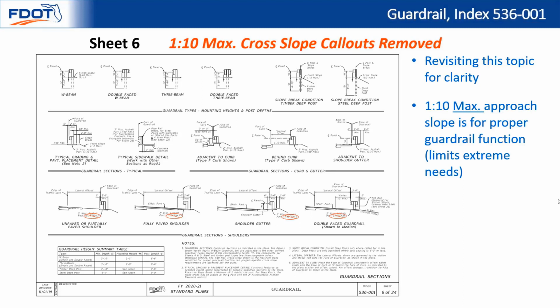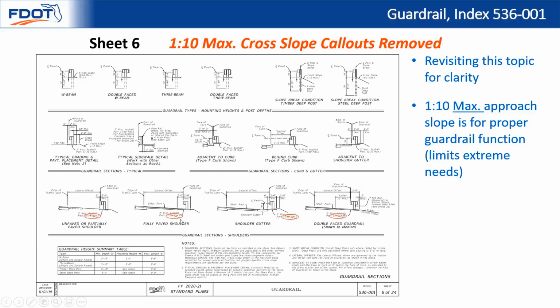Now looking at sheet 6 for general guardrail cross sections, we've removed additional 1 to 10 max cross slope callouts. And we had removed some of these callouts already from shoulders, and now we're moving ahead and removing them from the miscellaneous asphalt pavement as well. It had come to our attention again in recent months that contractors and sometimes even designers were looking to the guardrail standard for shoulder cross slopes as opposed to the FDM. And that's generally not the way it's supposed to work.